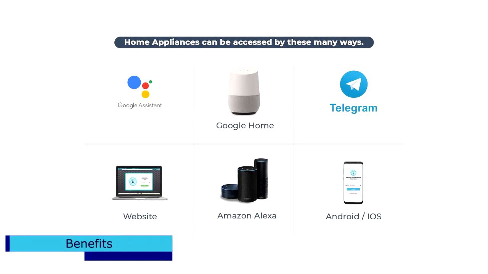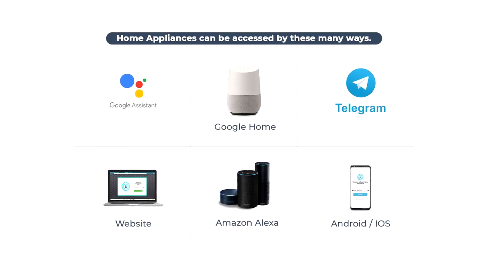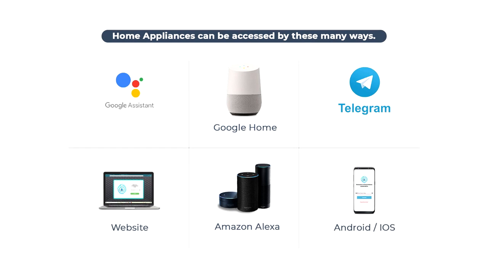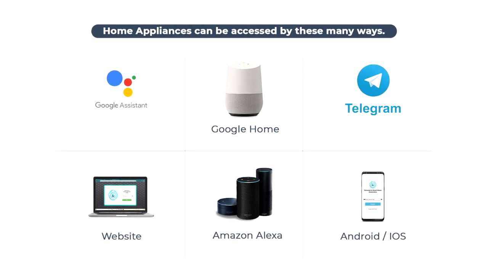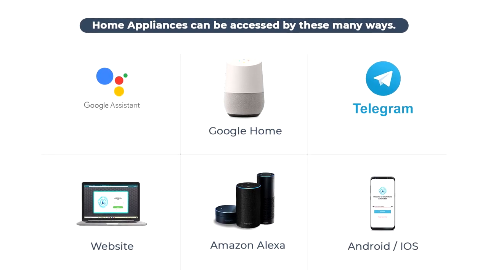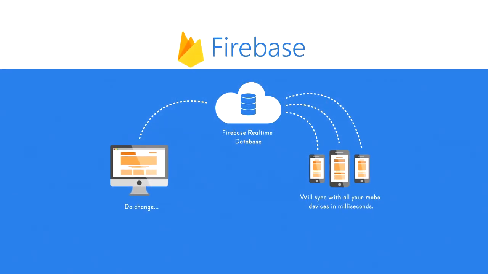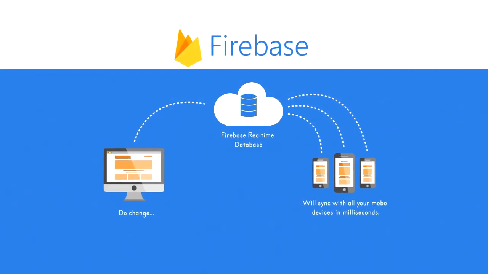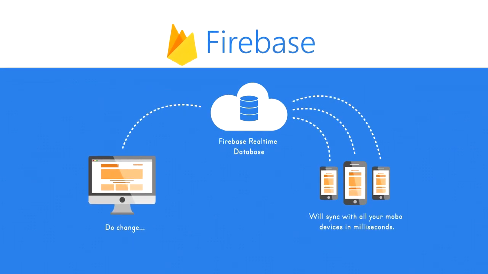Now let's talk about the benefits of this project. First and foremost benefit of this project is its flexibility. Here we have Android application, iOS application, website, Google Home, Google Assistant, Amazon Alexa and Telegram, through which we can access the device. So it provides vast flexibility to the user. Along with that, all of these are integrated with Firebase, so distance is not a hindrance. We can access the device from any corner of the world.